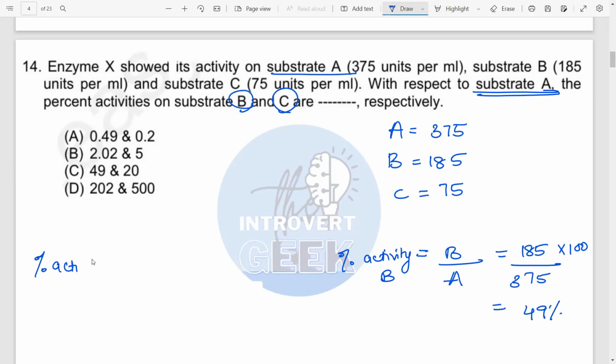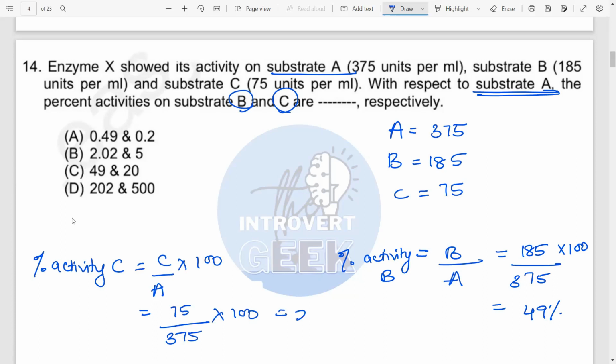Similarly, you can calculate a percentage activity of C with respect to A. So that will be C by A into 100. That is 75 divided by 375 into 100, which comes out to be 20%. So this is your option C.